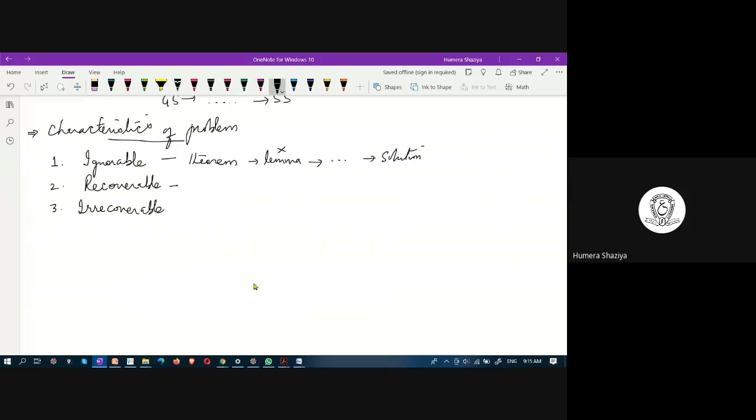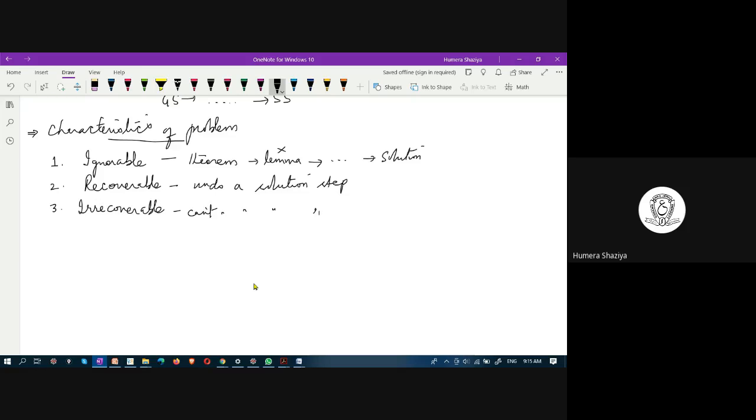Recoverable: here, after finding a solution, the steps can be undone. Undone means undo. If you can undo a particular step, it is recoverable. Irrecoverable problems are those problems whose solution steps cannot be undone, can't undo a solution step.